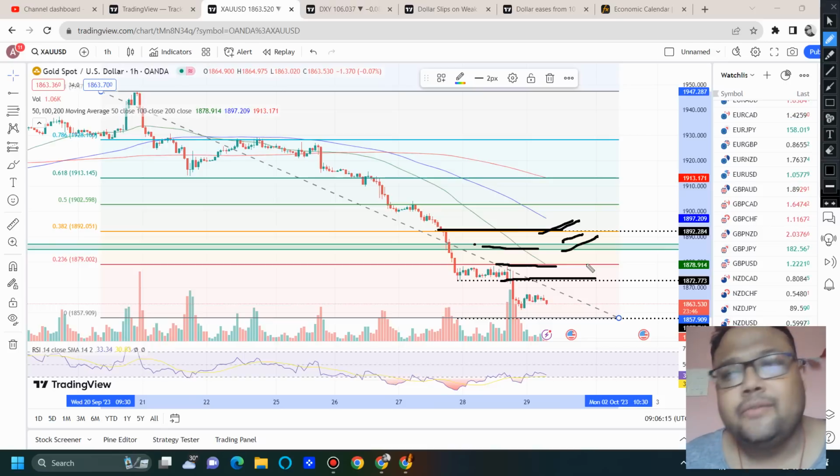And please follow proper risk management. This is my analysis. I can be wrong also. Do not gamble with your capital. I'm also a trader like you.